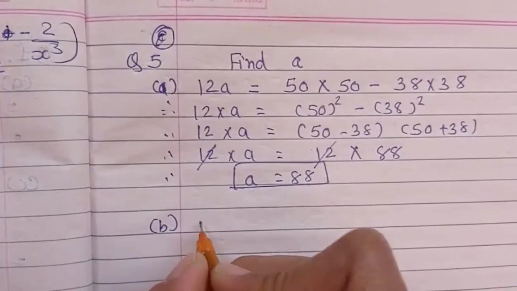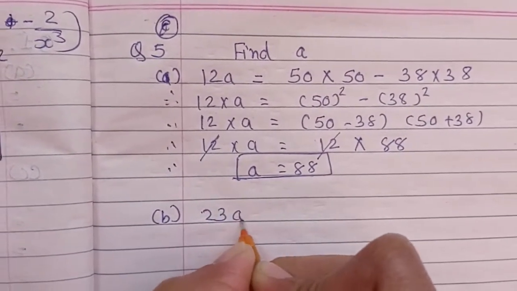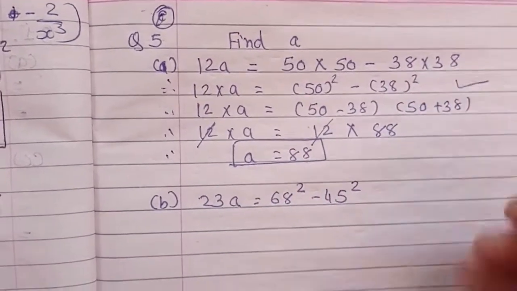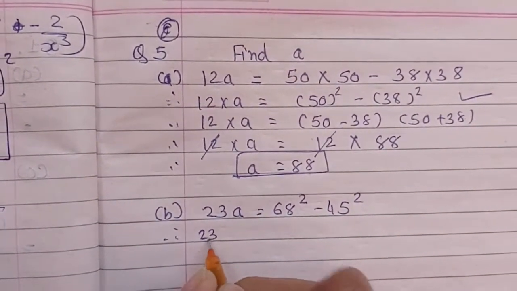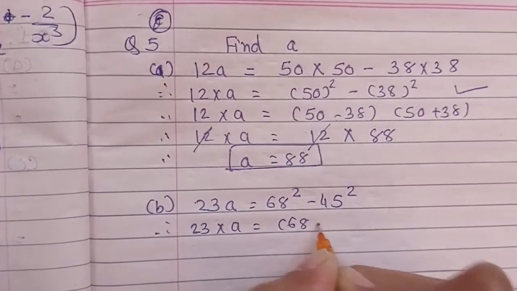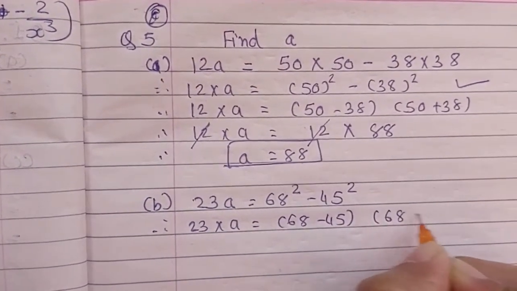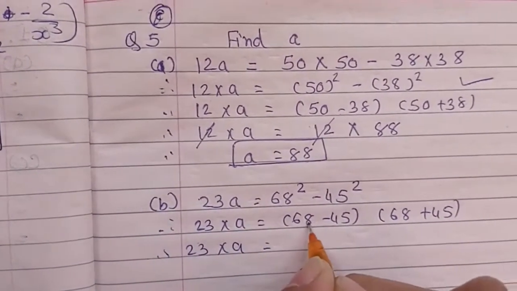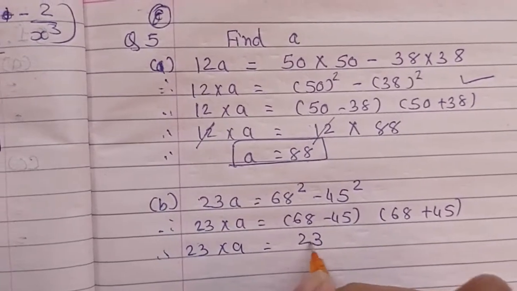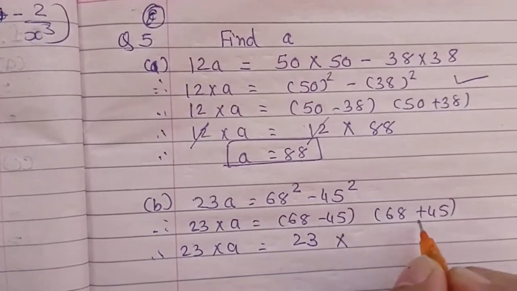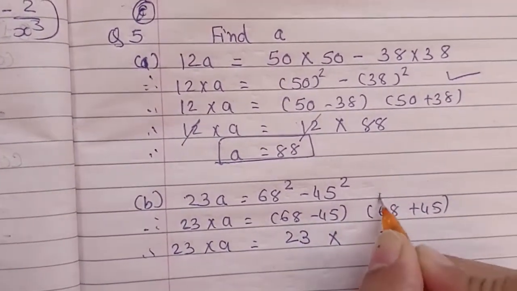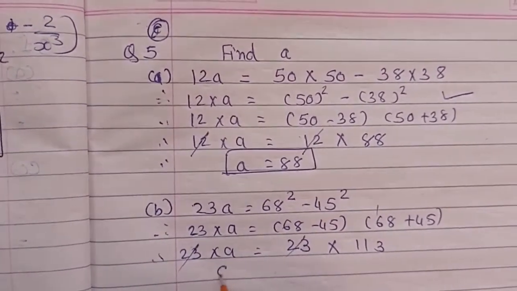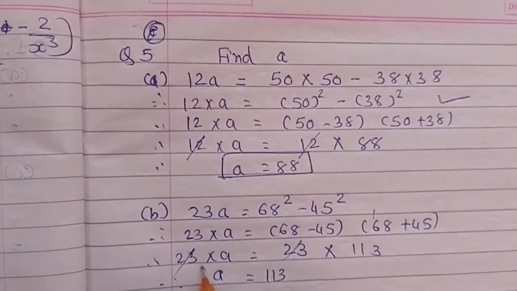Now here B number is given as 23A is equal to 68 square minus 45 square. So this step is given. So what can you write? 23 into A is equal to 68 minus 45 and 68 plus 45. So 23 into A is equal to 8 minus 5 is 3, 2. 23, we got it, into 8 plus 5 is 13, 1, 11. Right. So we get 23 cancelled out and you got A is equal to 113.